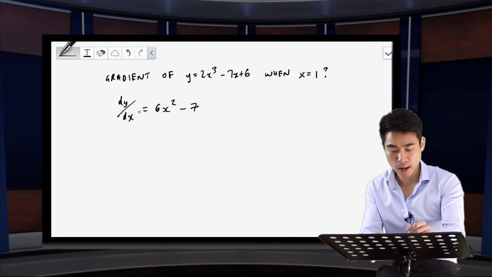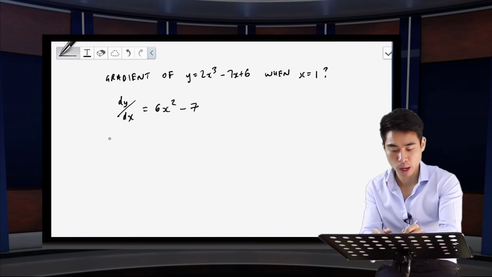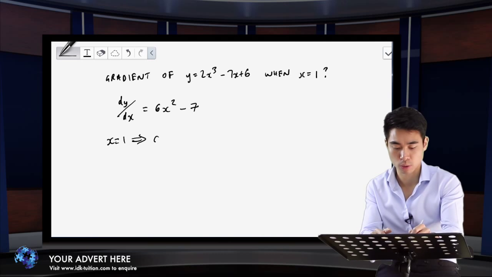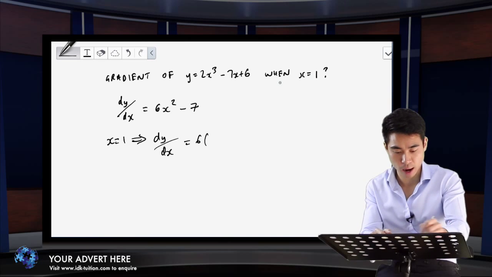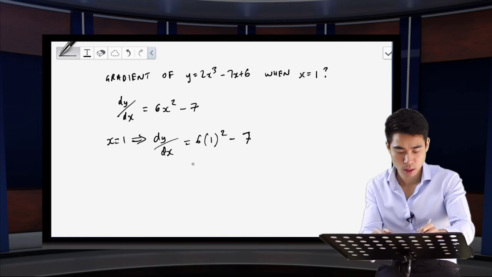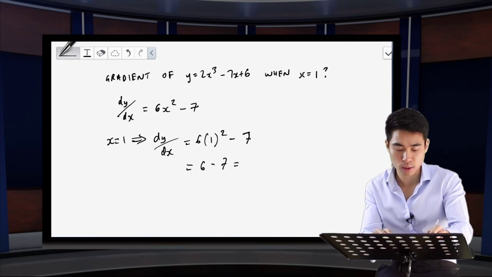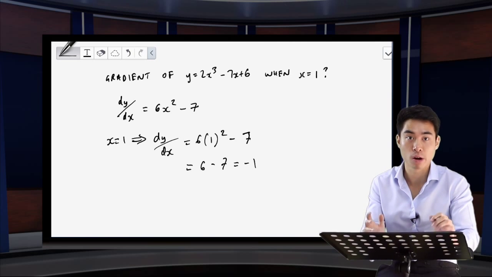So now, I found out my first derivative, dy by dx. I need to work out the gradient when x equals 1. All I'm going to do very simply is plug in my x value into my gradient function. So when x equals 1, dy by dx equals 6. My x value goes in place of my x here in my gradient function. Bing bang bosh, very simple. So I've got 6 times 1, which gives me 6 minus 7. Final answer, gradient when x equals 1 is going to be minus 1. No real dramas there, very straightforward.